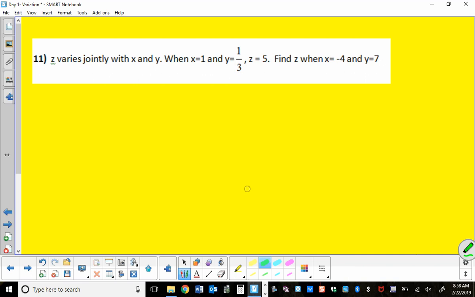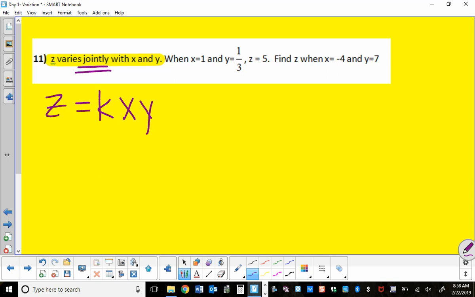Alright, so then we have z varies jointly with x and y. So let's write it out. Notice when I do my z's, I just put the little line through it, because if not, I could get confused, depending on how soft my handwriting is. But z equals my next letter is going to be k. Jointly tells me I'm multiplying, so jointly with x and y. When x is 1, y is 1/3, and z is 5.